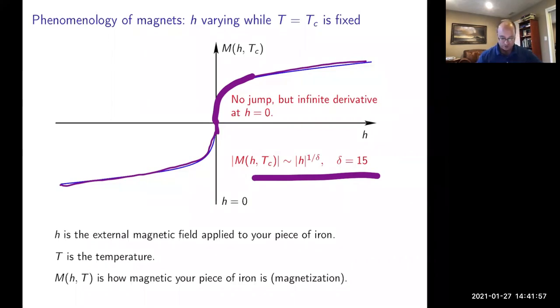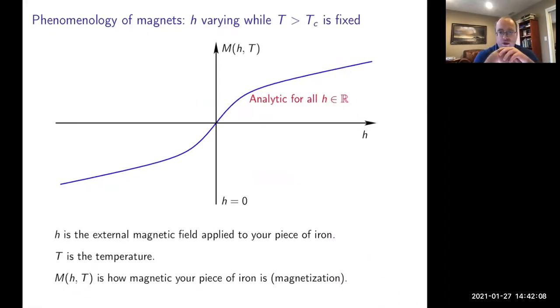Okay, so this is one of those things we want to explain. We want to be able to justify how you get this exponent. Suddenly you go above this T critical, and your magnetization is just analytic as a function of H for all h. Not even at h equals 0 is there a problem.